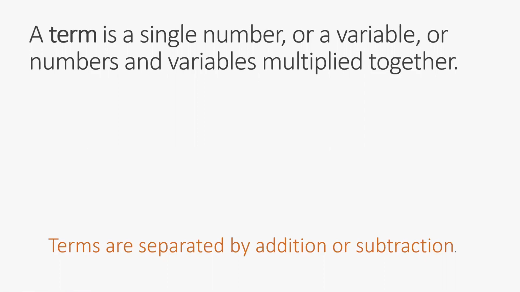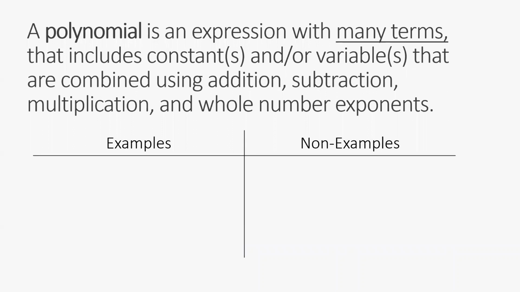Now, when we're looking at a polynomial, if I have more than one term, these are going to be separated by add or subtract. Now, a polynomial is an expression with many terms. That's what polynomial means, is poly being many, nomial being terms. So these terms can include a constant or a variable and can be combined using addition, subtraction, and multiplication. Notice that we're not using division here. And then with our exponents, they need to be whole number exponents.